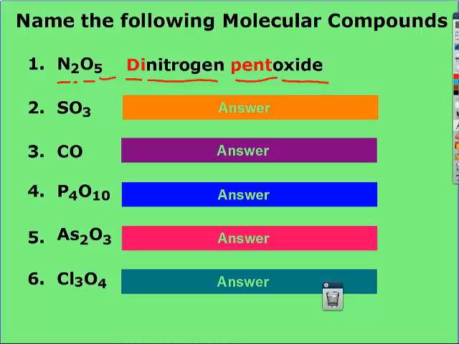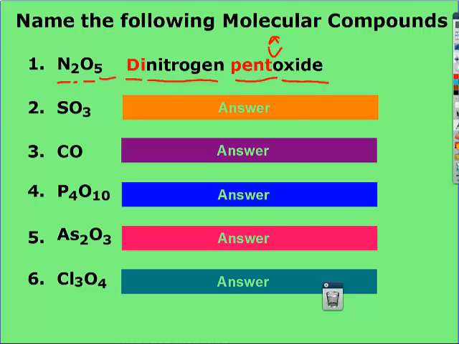Is that right? I'm going to say it's right. Dinitrogen pentoxide. I'm pretty sure there's supposed to be an A in there. A. Pretend you put an A in there. This next one. Now let's go back.